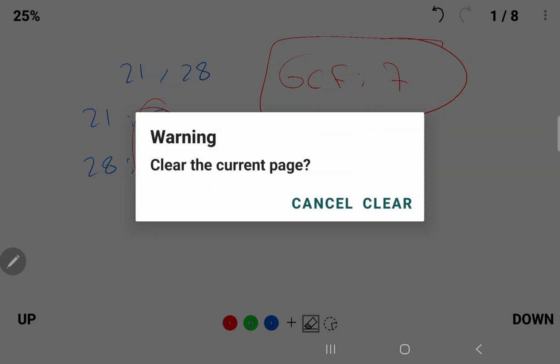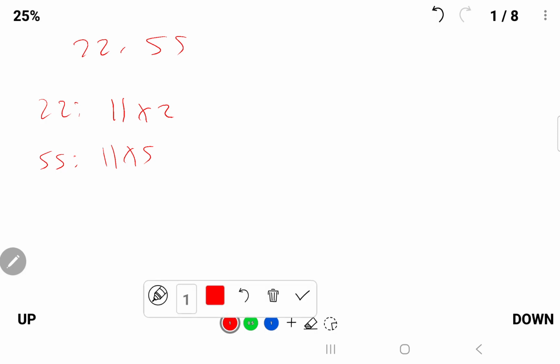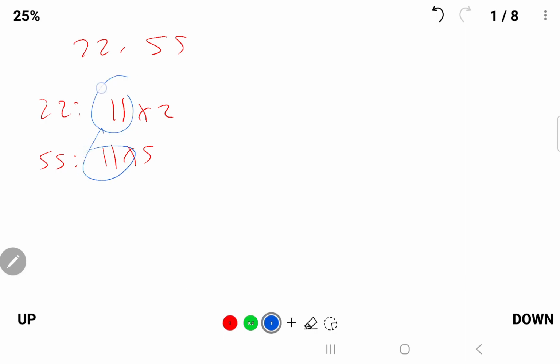Now another example. Let's say you have 22 and 55. The prime factorization of 22 is 11 times 2, and the prime factorization of 55 is 11 times 5. So we have 11 as a common prime factor. So the GCF is 11.